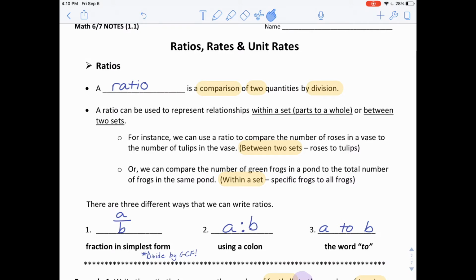There are three ways we can write ratios. We can write them as a fraction in simplest form, with quantity A over quantity B. We can write them using a colon, with quantity A to the left of the colon and quantity B to the right. Or we can write them with the word "to" in between quantity A and B. The great thing about all these ways of writing ratios is we read them all the same way. We would read A to B. Now, keep in mind when you are writing a fraction in simplest form for your ratio that you are going to need to divide by the greatest common factor.